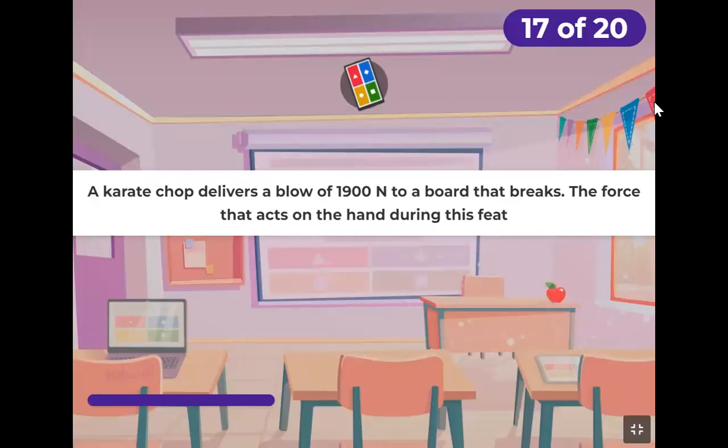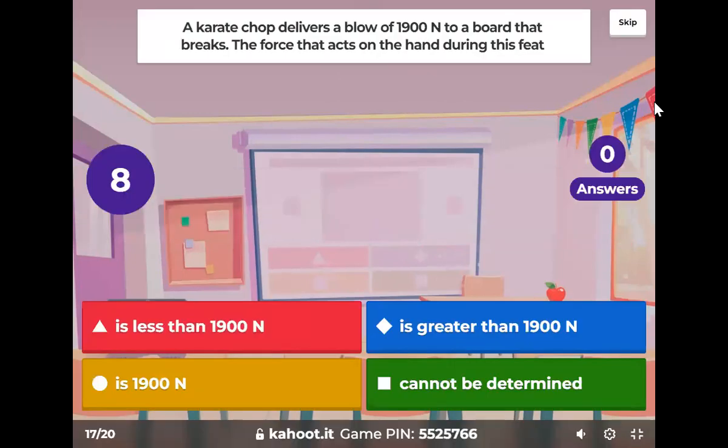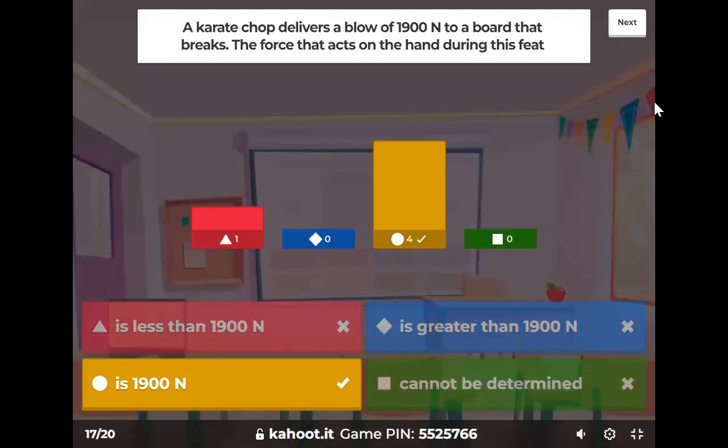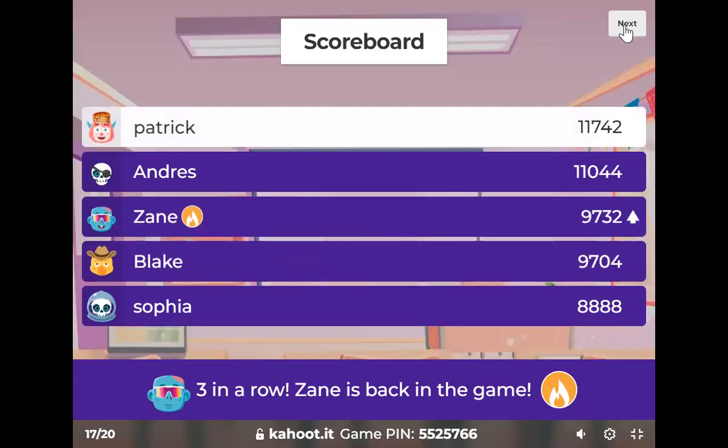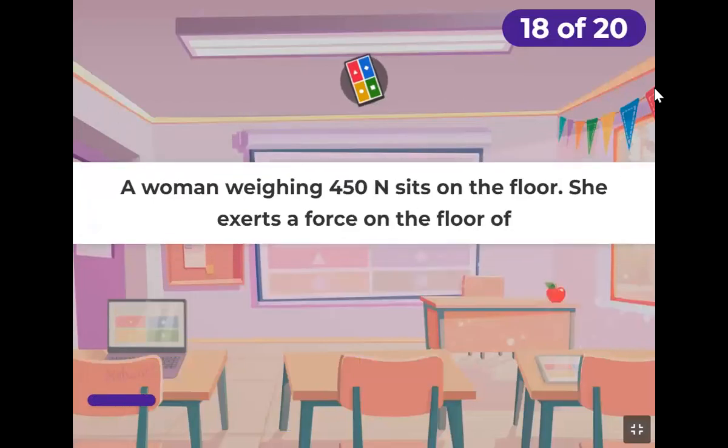Karate chop delivers 1900 newtons to a board that breaks. The force that acts on the hand during this feat is 1900 newtons. Equal and opposite forces. Force pair. Zane on fire, moving up. Got Andres. Patrick in the lead.